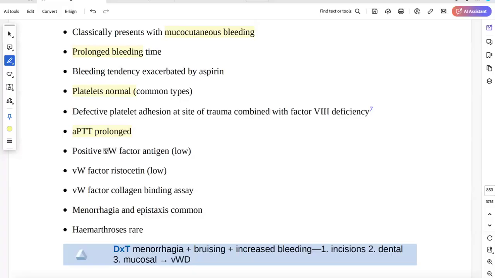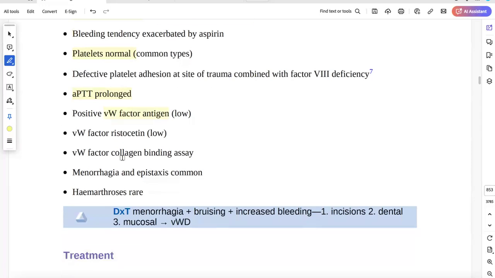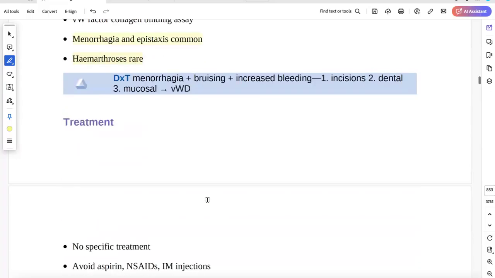So you will be checking for von Willebrand factor. You will see positive von Willebrand factor antigen. You will be checking for factor 8 to check for hemophilia, and factor 9. So that's when you will get the diagnosis. Does it make sense, guys? So you can see menorrhagia and epistaxis are common. Hemarthrosis is rare in this patient.